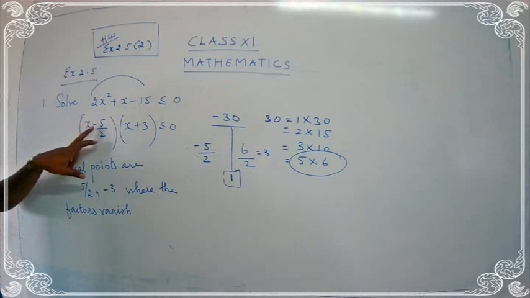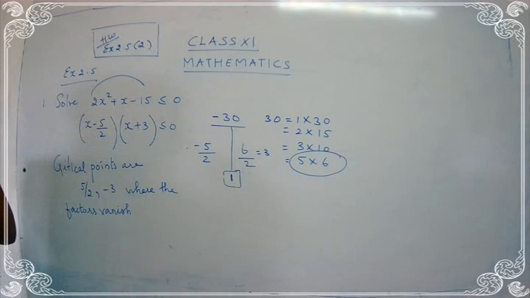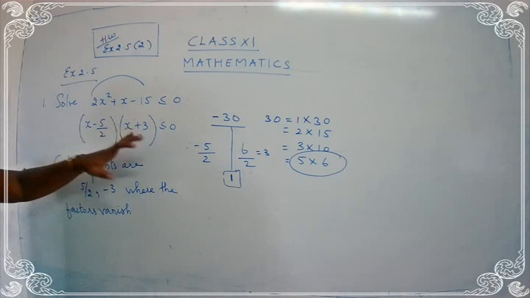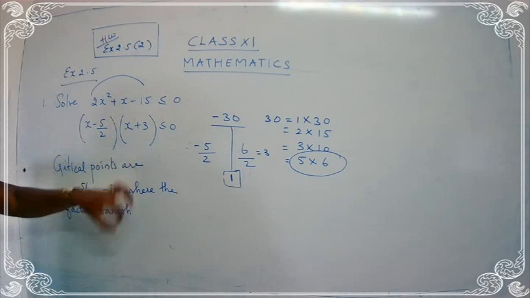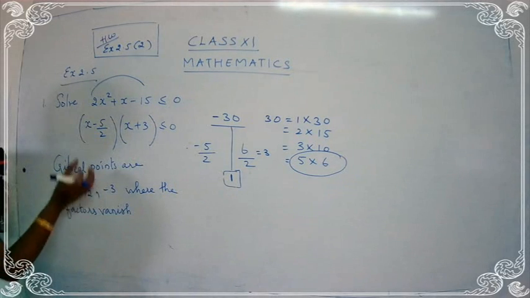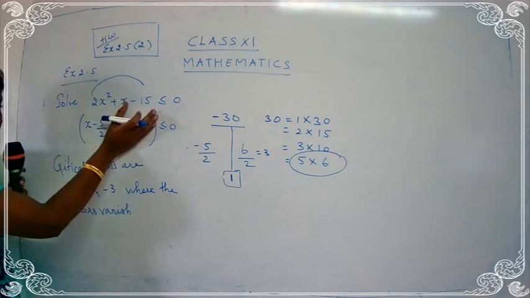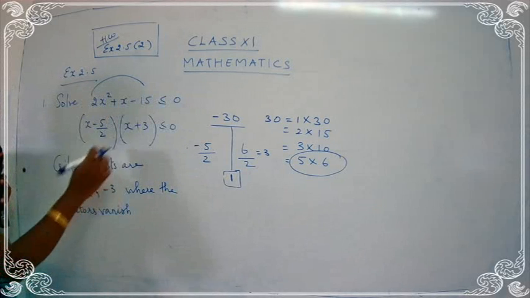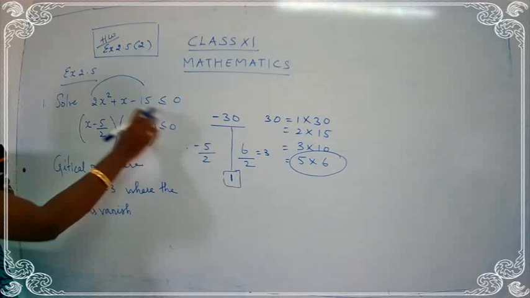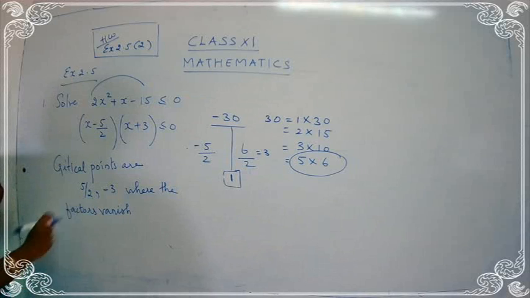The critical points are, here we have got minus 5 by 2. Yes, children? So you have to just remember, you have to just change the sign. So minus 5 by 2 will turn to plus 5 by 2 and plus 3 will turn to minus 3, and these are the points where the factors will vanish, because if I substitute 5 by 2, I am going to get a 0 answer. Similarly, if I put minus 3 over here, I am going to get a 0 answer. So when I put these 2 values, the factors vanish. Are you getting my point, children? I hope you are clear with the points.